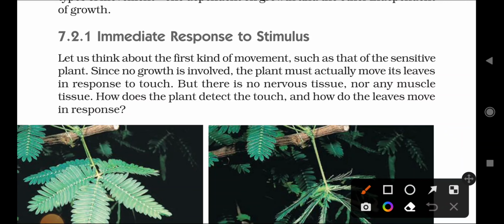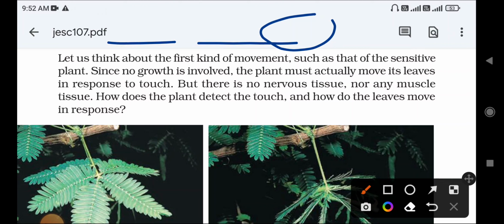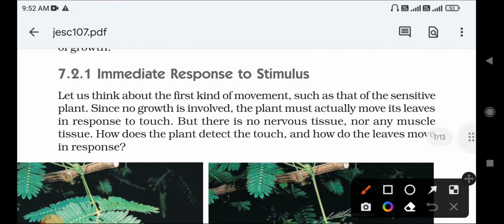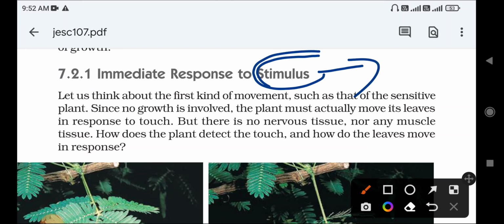So today we're starting the Class 10th, 7th chapter, Control and Coordination. The next subtopic is called immediate response to stimulus. In the last class we discussed the stimulus. What is the meaning of stimulus? Sudden response to the changes in the environment is called a stimulus.